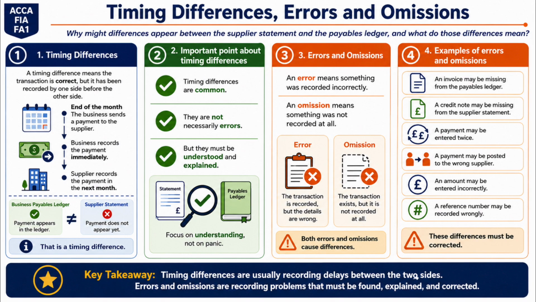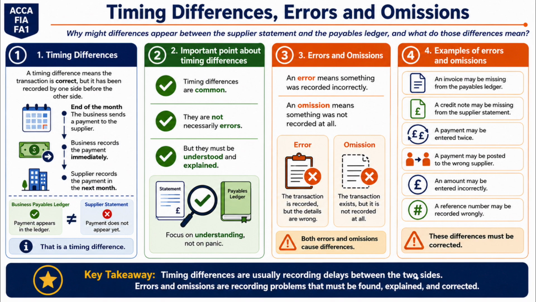Some differences happen because of timing. A timing difference means the transaction is correct, but it has been recorded by one side before the other side. For example, the business may send a payment at the end of the month. The business records the payment immediately, but the supplier may not record it until the next month. So the payment appears in the business's payables ledger, but not yet on the supplier statement. That is a timing difference. Timing differences are common. They are not necessarily errors, but they must be understood and explained.